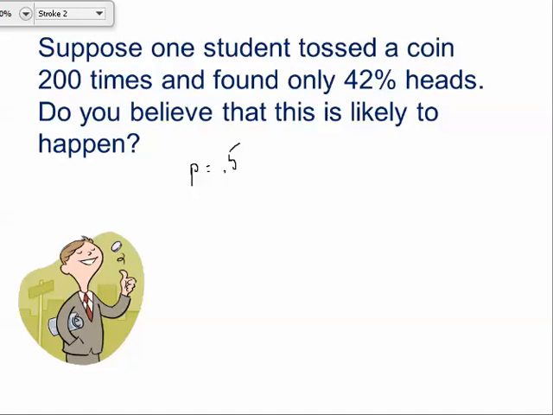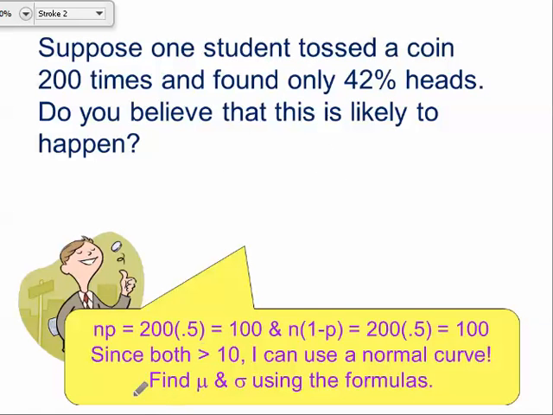So we're looking at a binomial distribution there, right? So they're saying np is 200 times 0.5. They're finding out sample size here. So 200 times 0.5 is 100. Big enough. 200 times 0.5 is going to be 100. So since they're both greater than 10, we can use a normal curve. We can find mu and standard deviation using our formulas.